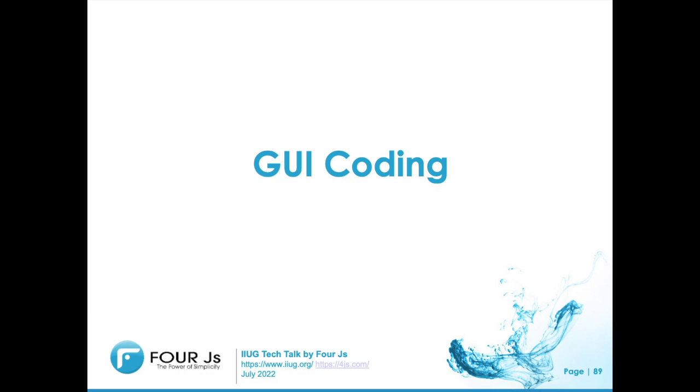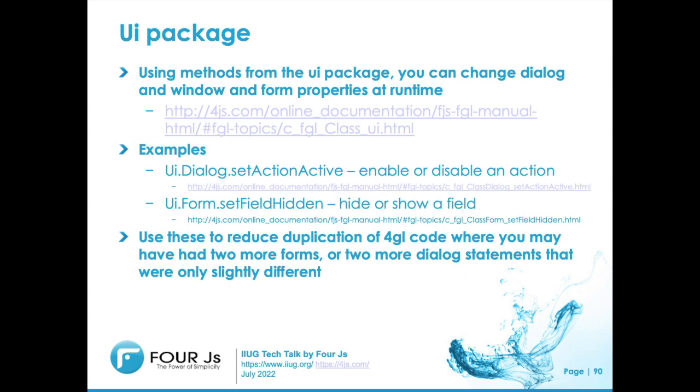There are four areas of 4GL coding you should be aware of when transforming to GUI. The UI package: this is where you use methods from the UI package to change dialog, window and form properties at runtime. The two key examples here are ui.dialog.setActionActive, which enables you to enable or disable an action, and ui.form.setFieldHidden, which enables you to hide or show a field. You use these methods to reduce duplication of 4GL code, because in the past with Informix 4GL, you may have had two or more forms that were slightly different, or two or more dialog statements that were slightly different, just because there was some configuration that said a field was available or an action was active as well.